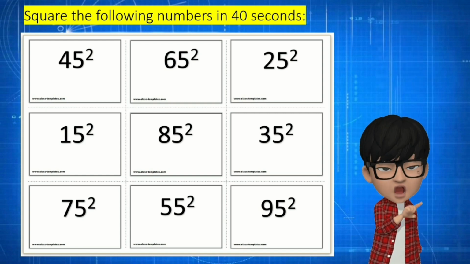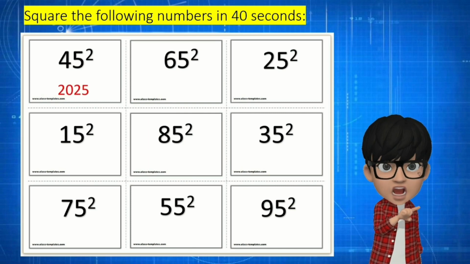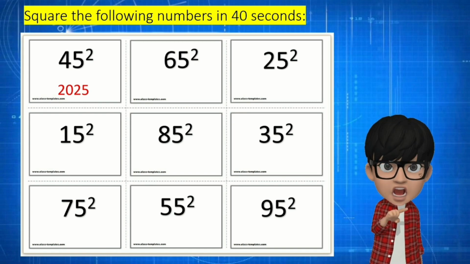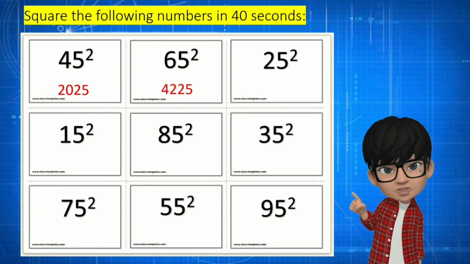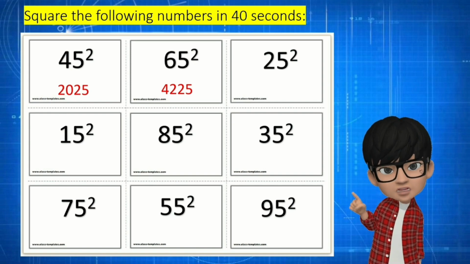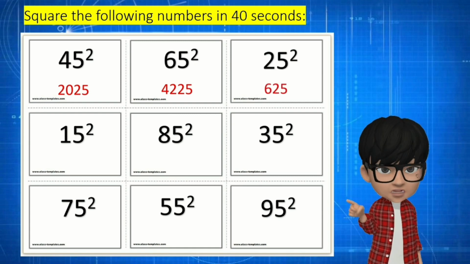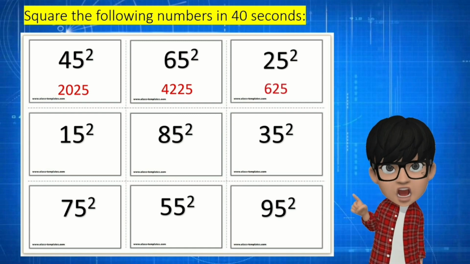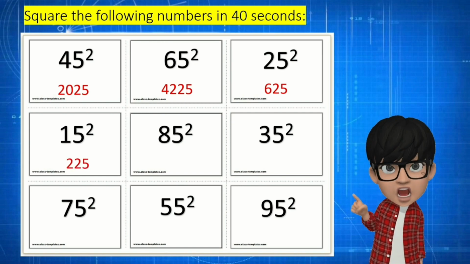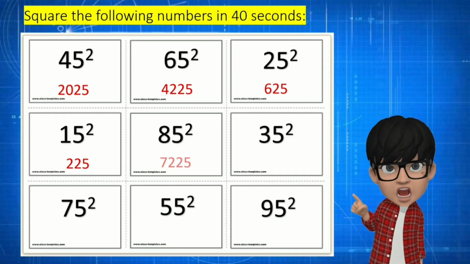For number 1, we have 45 squared. The answer is 2025. For number 2, we have 65 squared. The answer is 4225. For number 3, we have 25 squared. The answer is 625. For number 4, we have 15 squared. The answer is 225.